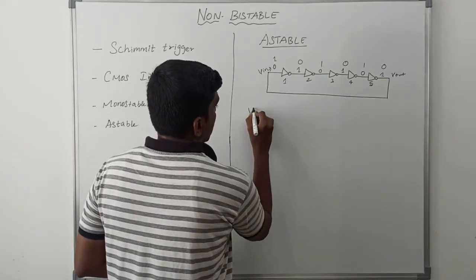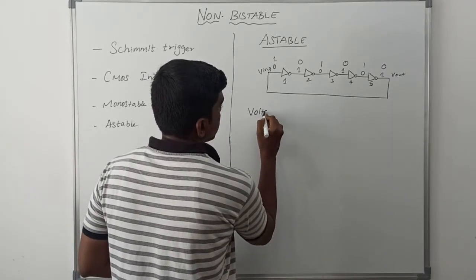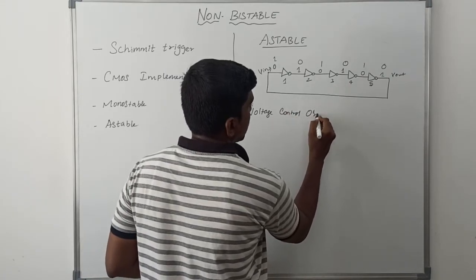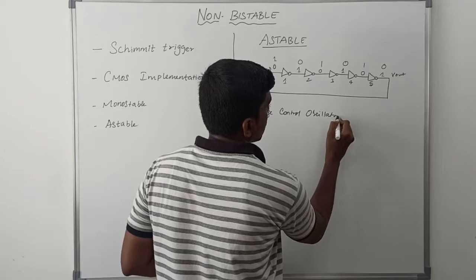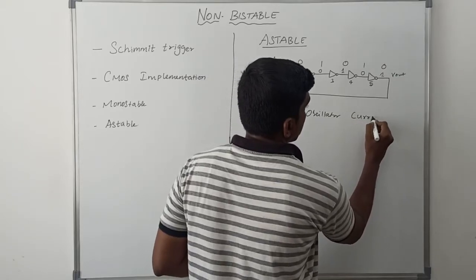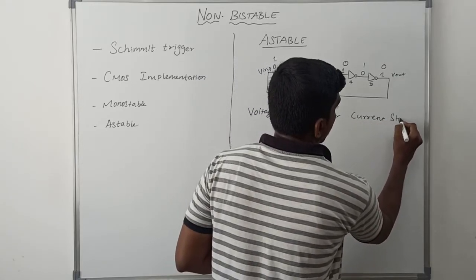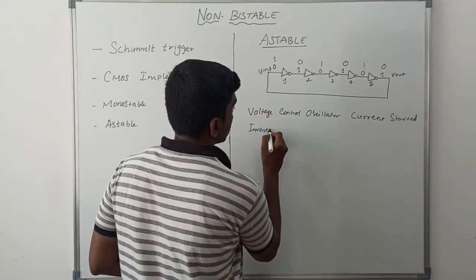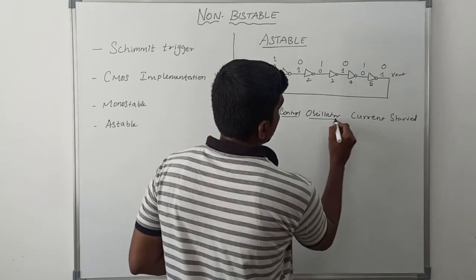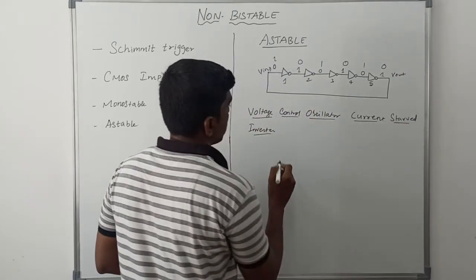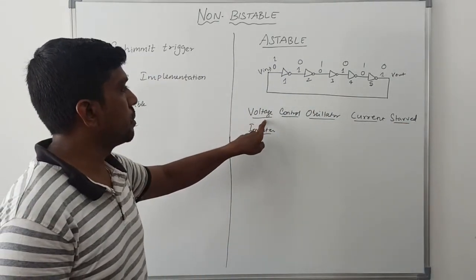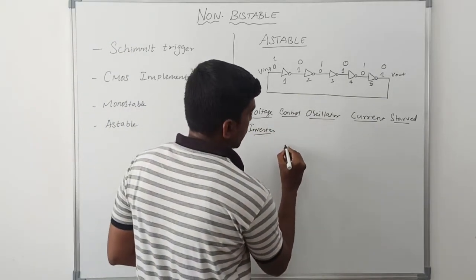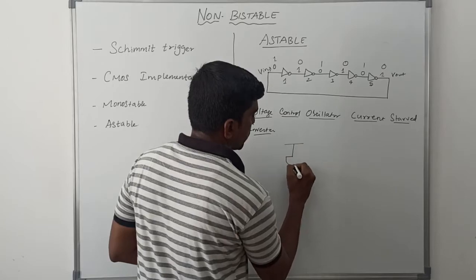Then the voltage controlled oscillator, current starved inverter. This inverter circuit is replaced to frame the voltage controlled oscillator current starved inverter. So this is the simple circuit.